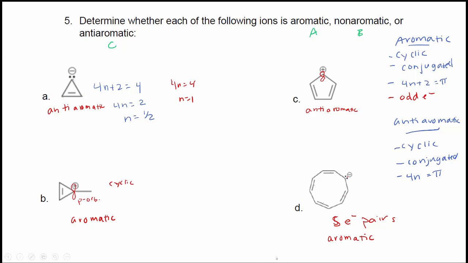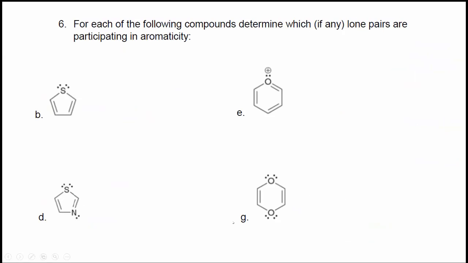On the next set of problems, we're going to look at whether or not lone pairs are contributing to aromaticity. So we would see if the sulfur has 2 lone pairs there. And if you think about the sulfur without the lone pairs, would it still be aromatic? So in B, we have 2 pairs of electrons, which would be an even number, which would make it anti-aromatic. So that means that one of these lone pairs here needs to be involved in order for that to be aromatic. So this is a yes. So the lone pairs do participate there.